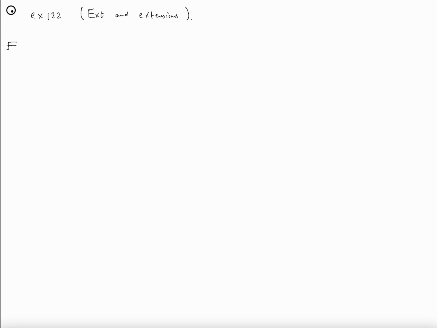So firstly, lemma. Prove that if Ext^1(A, B) equals 0, then every extension of A by B is split. So we're still following Weibel's book.